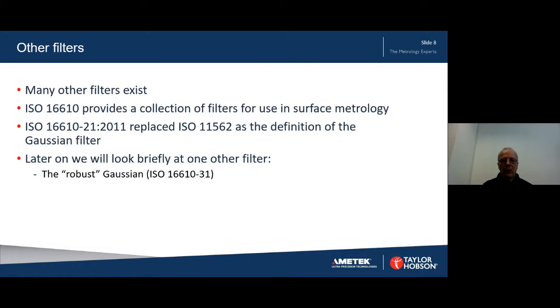Many other filters are used in surface metrology. A recent standard, which is published in many different parts, is the ISO 16610 standard. This provides a description and definitions of many different types and classes of filter. The Gaussian filter that was previously described in ISO 11562 was incorporated into ISO 16610 as Part 21. Another filter that we will mention in this webinar is the robust Gaussian filter, and this is described in Part 31 of the ISO 16610 standard.